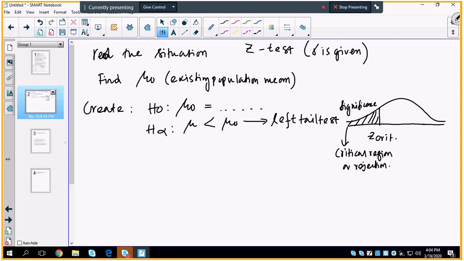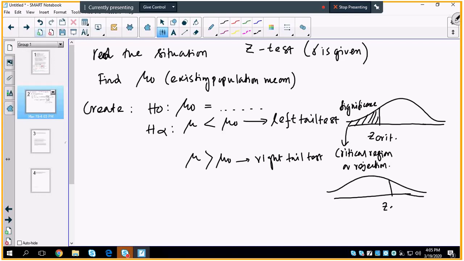And then we can have mu greater than mu naught depending on the language of the problem. This is the right tail test. If I have a right tail test, as you can imagine, the picture is going to be on the right hand side. So we'll say this is going to be Z critical at that point, and the area on the right will be the significance. So you have to be a little careful here when we're finding the Z critical value. And this region is, of course, the critical region or the rejection region.